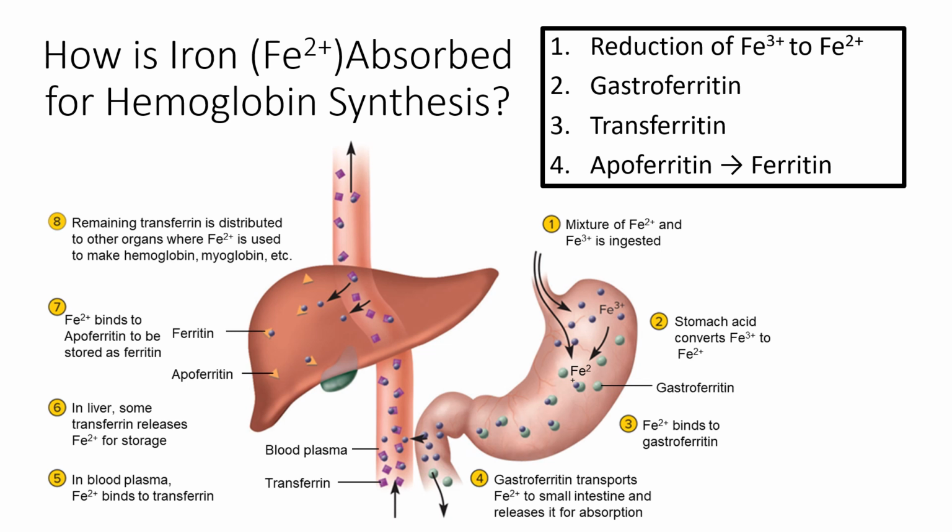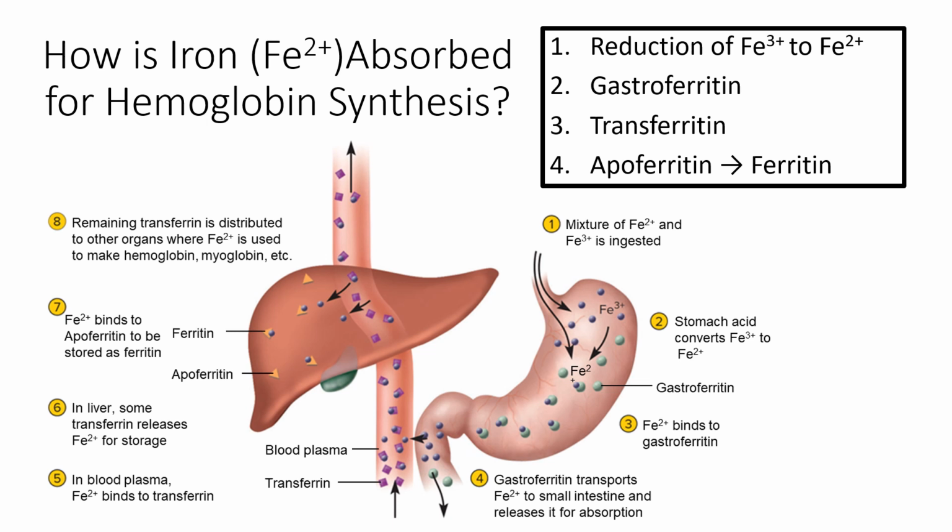The remaining transferrin will continue to transport the iron to other organs, such as the red bone marrow, where iron is used to make hemoglobin, myoglobin, and anything else that iron is required for.